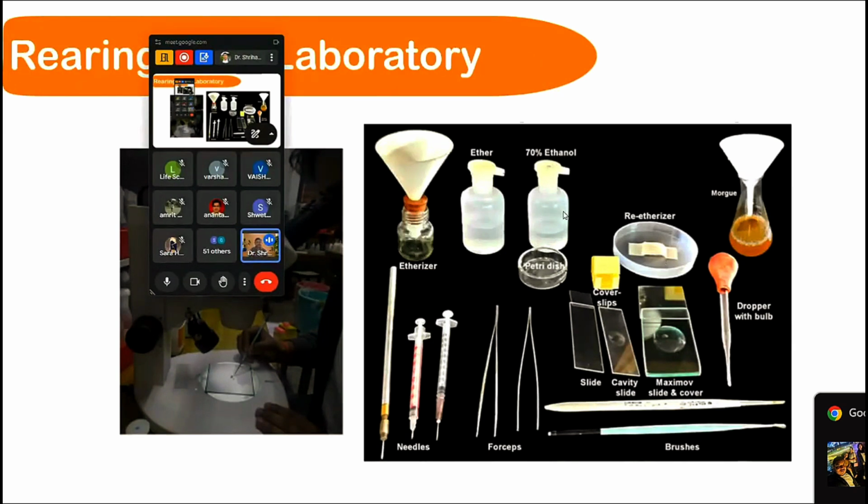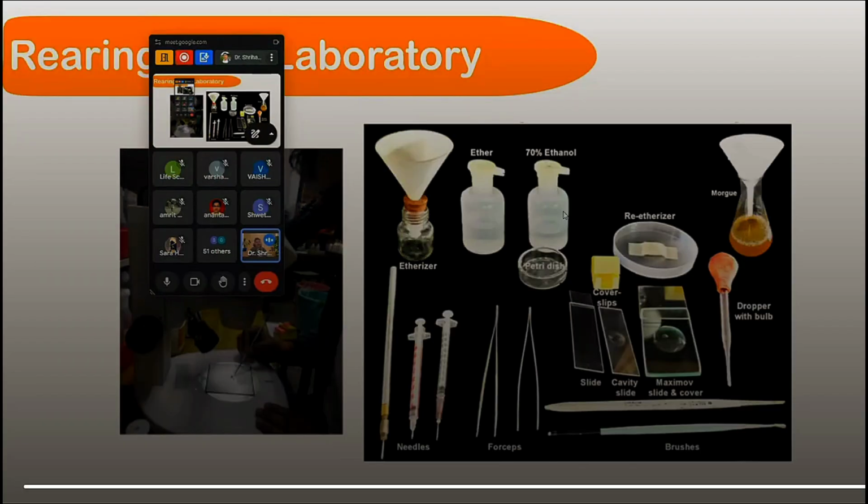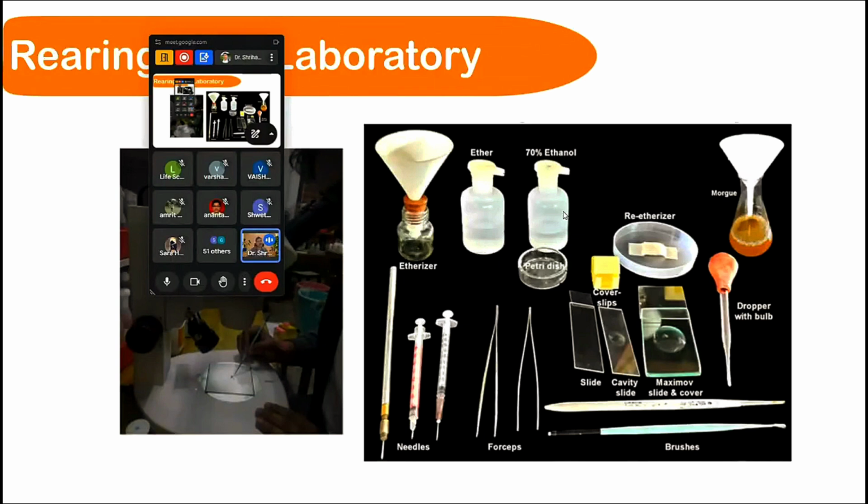70% ethanol to transfer the flies. Sometimes if you want to observe those larvae, for example, then you would need 70% ethanol and ether. So that's it. This is an etherizer. And an etherizer can be even simpler. You can take a small funnel, put cotton around the nose of that funnel, and put a few drops of ether, and when you transfer the flies, due to that ether, the flies get anesthetized.